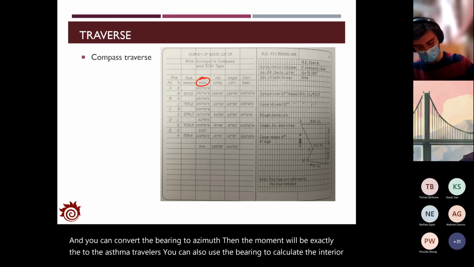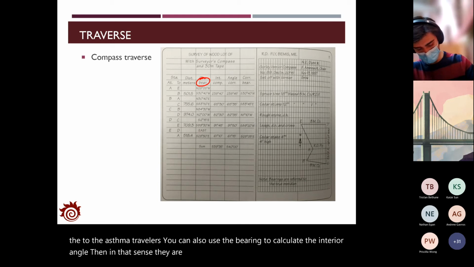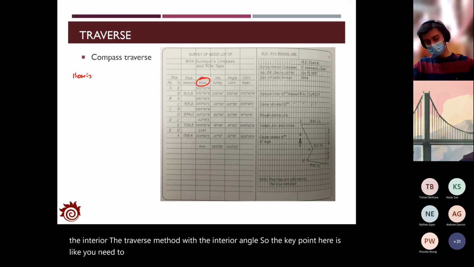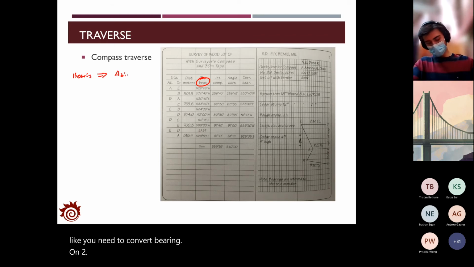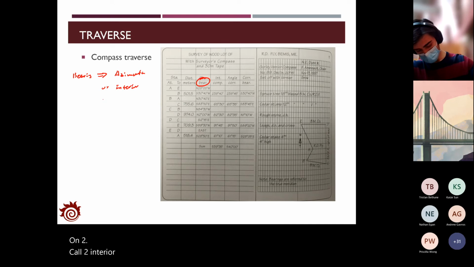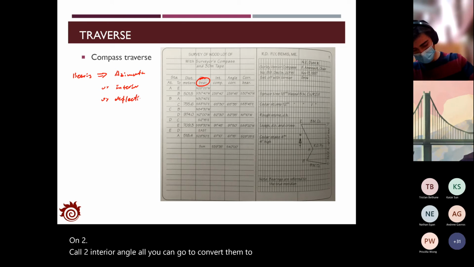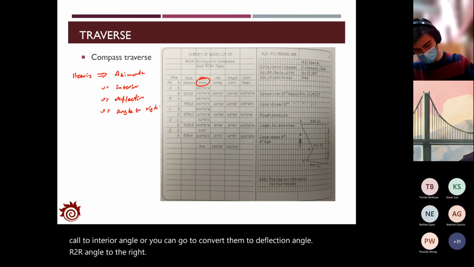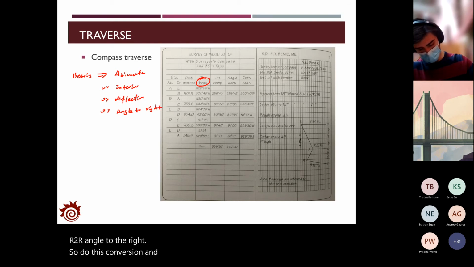Then in that sense, the compass traverse will be exactly the same as the traverse method with the interior angle. So the key point here is you need to convert bearing to azimuth or to interior angle, or you can convert them to deflection angle or to angle to the right. So do this conversion, and then the procedures will be exactly the same as what we described previously.